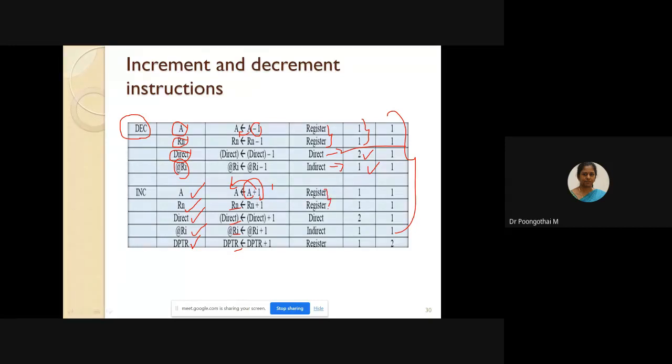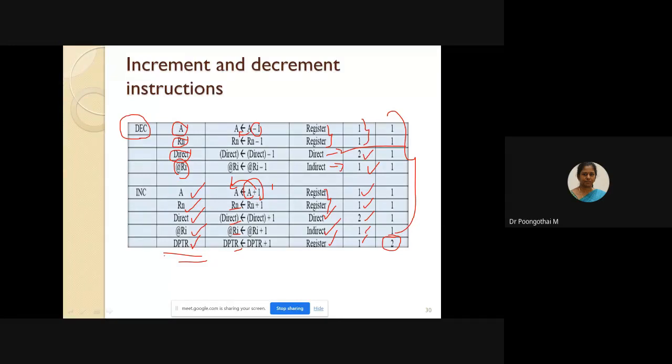So the first two are register addressing mode, the third one is direct, the fourth one is indirect, and the fifth one comes under register addressing mode, increment DPTR. So these are 1 byte, and the last one takes 2 machine cycles to execute this particular instruction. So here no flags are affected by increment and decrement instructions. During the execution of increment and decrement, no flags will be affected.